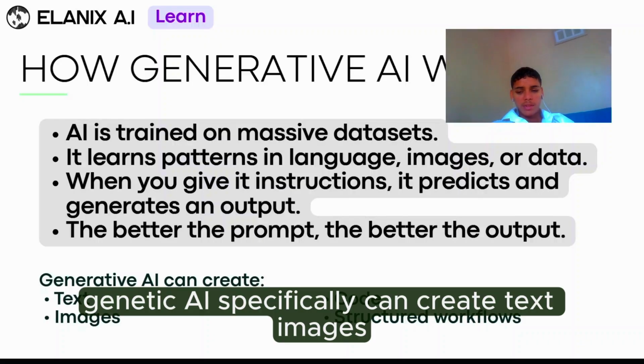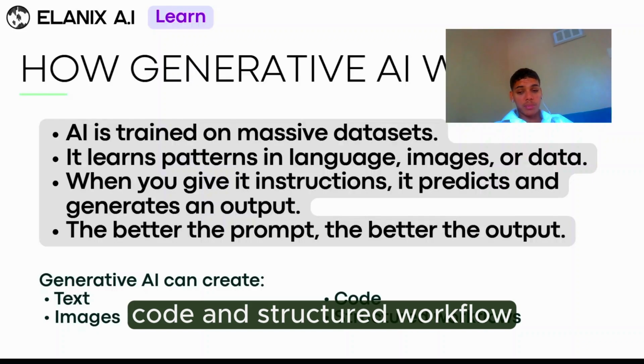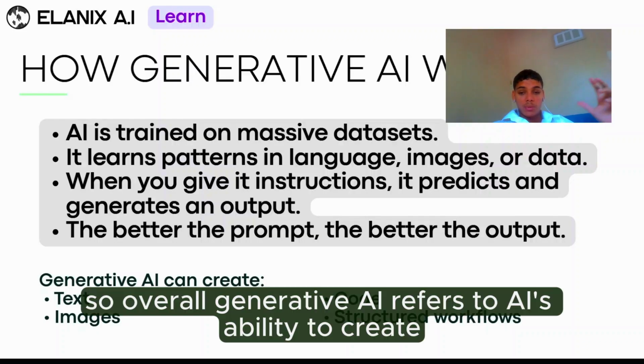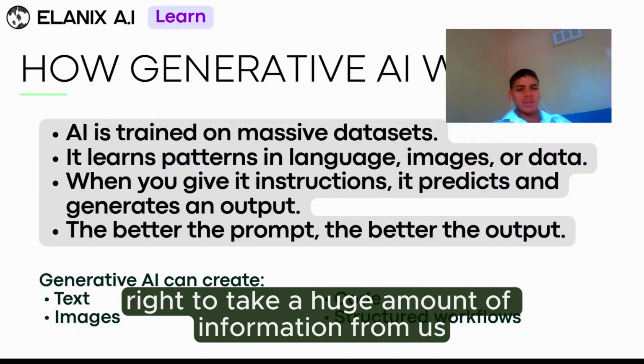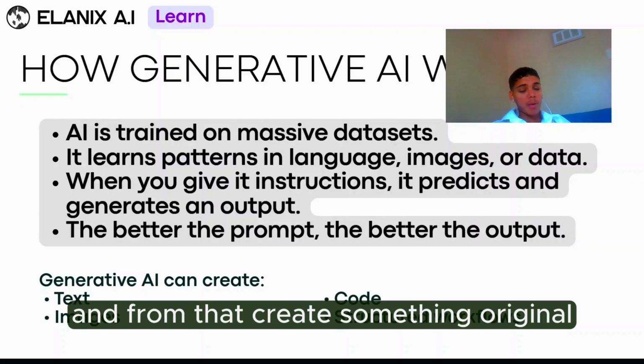Generative AI specifically can create text, images, code, and structured workflows. Okay, so overall, generative AI refers to AI's ability to create, right? To take a huge amount of information from us and from that create something original.